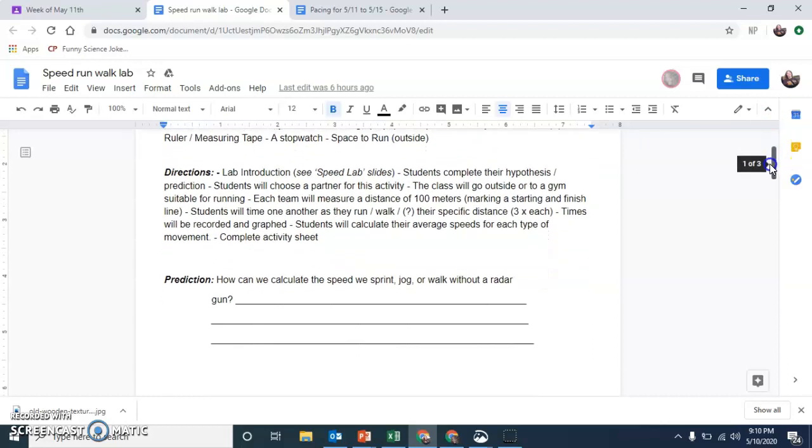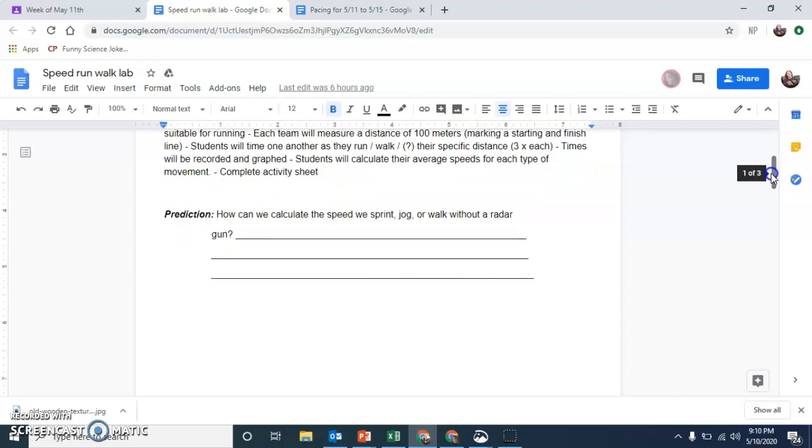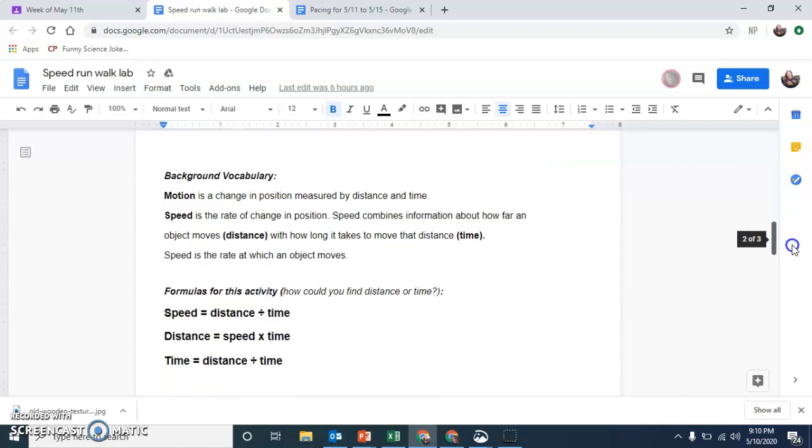So, you're going to create a hypothesis. So down here, we calculate speed when we sprint, jog, or walk. How can we do it without a radar gun? Write a guess. Then, some things that you need to know, some vocabulary.